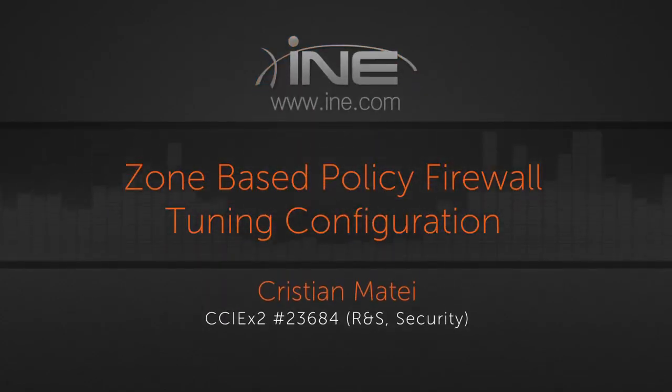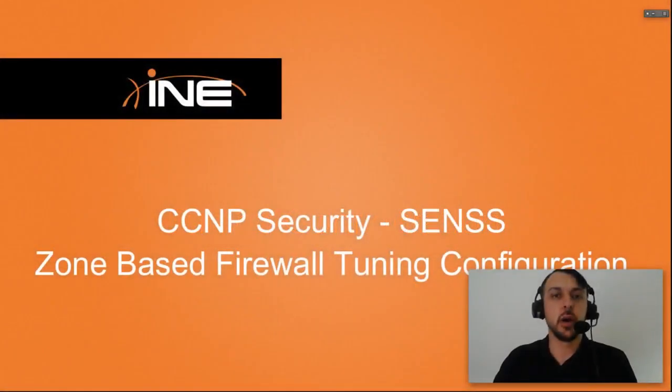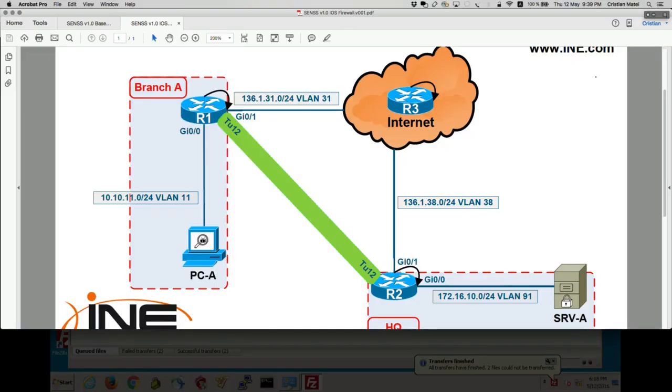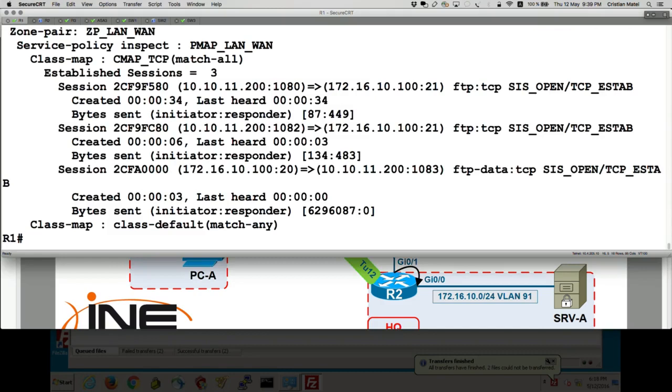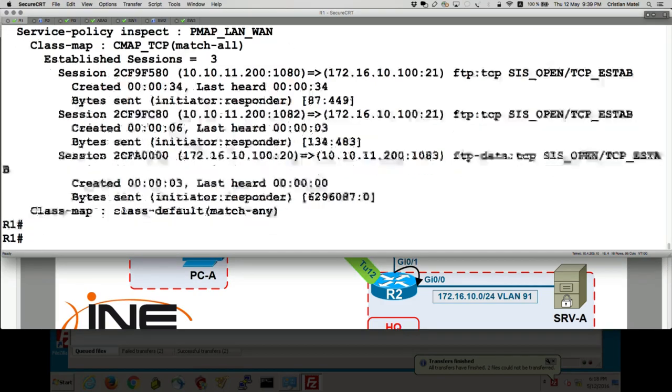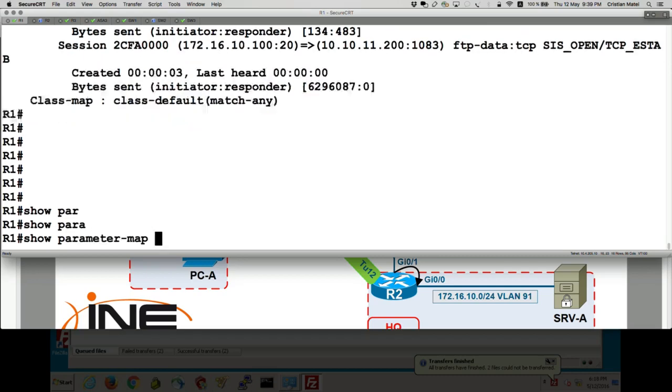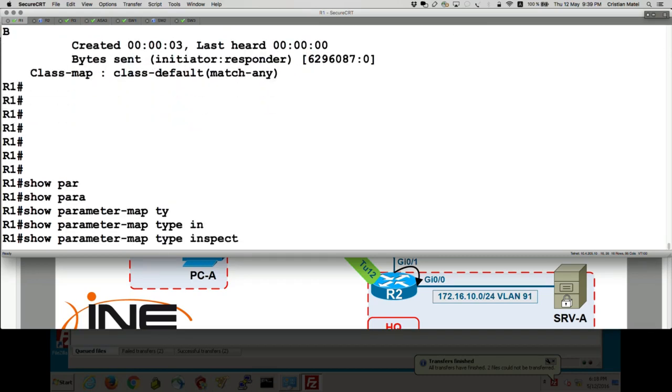Okay, so next let's go to the actual configuration of inspect type parameter maps, and also of port to application mappings, and also of out of order parameter maps. So first let's look at the defaults on router 1. If we say show policy, let's look at those two commands: show parameter map, type inspect.